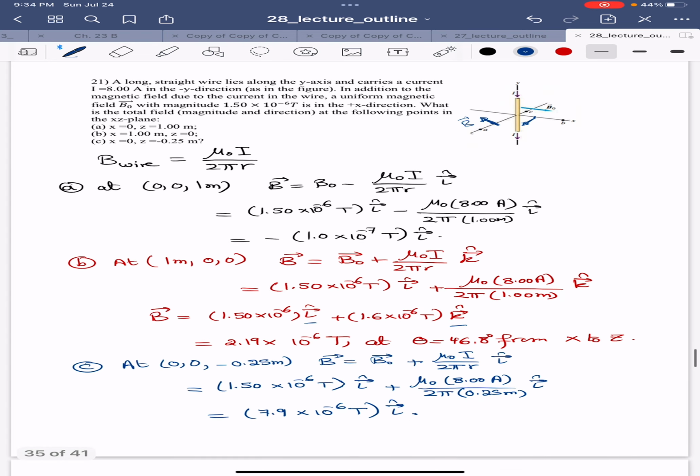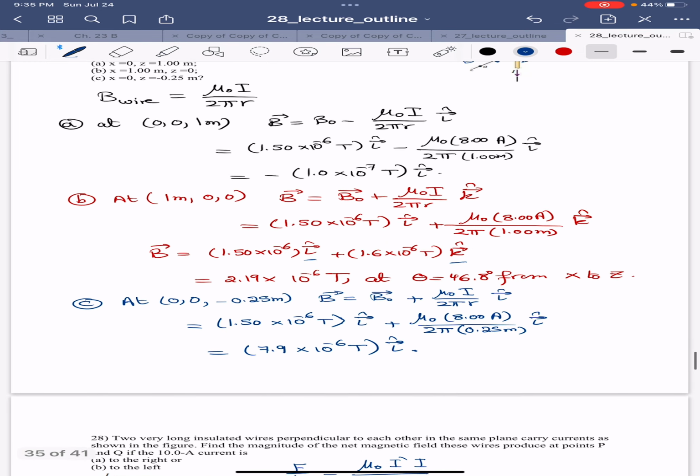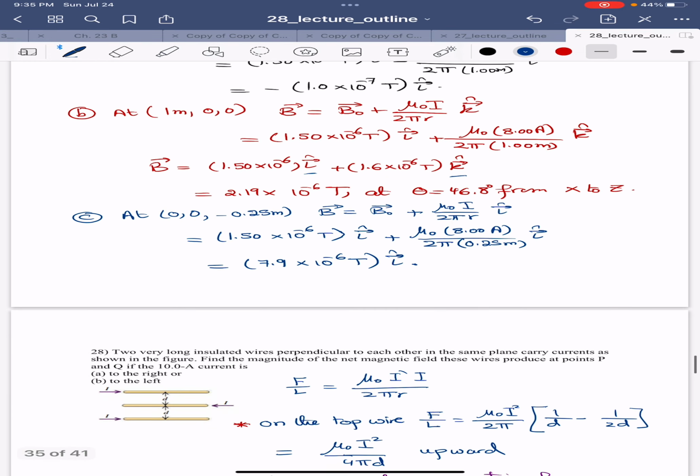Remember, the last one here, it is x equals 0 and y equals 0 and z equals negative 2.25 meters. Then z here is going to be on this point here, and that is going to be this direction. Both of them are going to be in the same direction, and they're going to be added together.